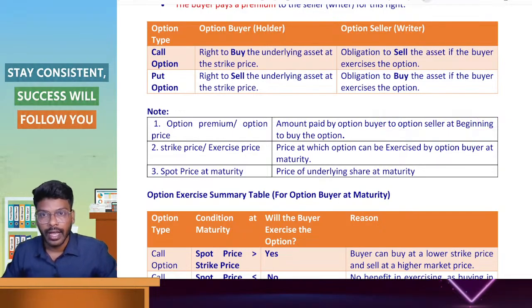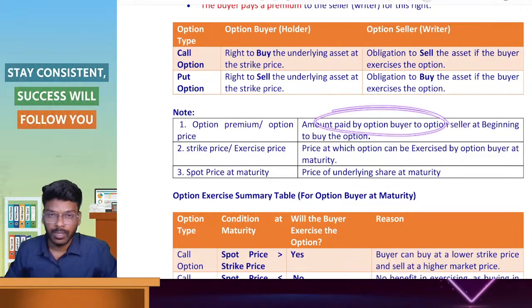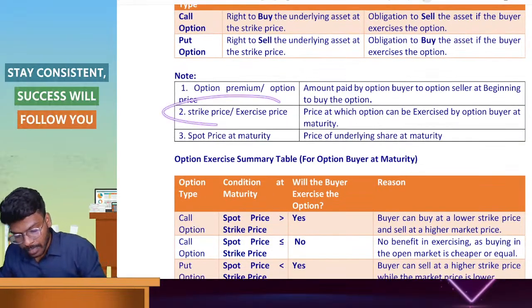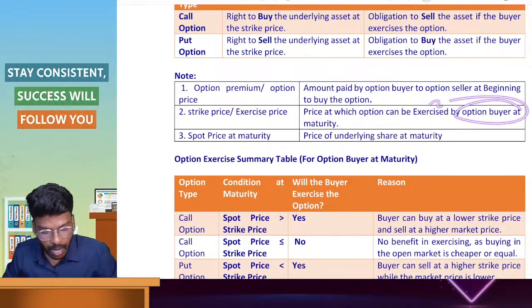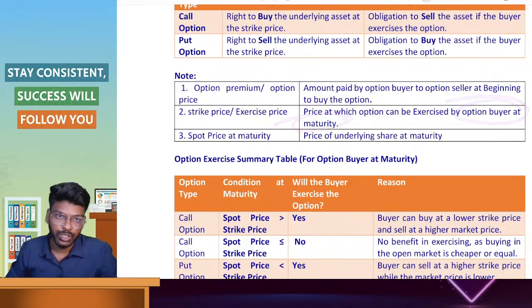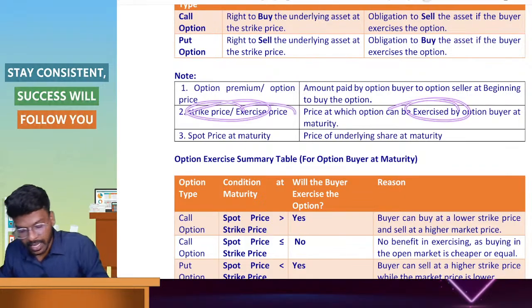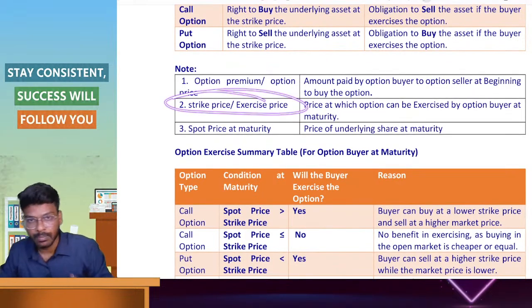Okay, every person has to pay the premium amount to option seller or option buyer. Strike price, the price at which the option can be exercised by the option buyer at the maturity. On the date of maturity, the exercise price is strike price. It can be given in the question exercise price னு கொடுத்திருப்பாங்க, இல்ல strike price னு கொடுத்திருப்பாங்க. You have to decide it is the exercise price.